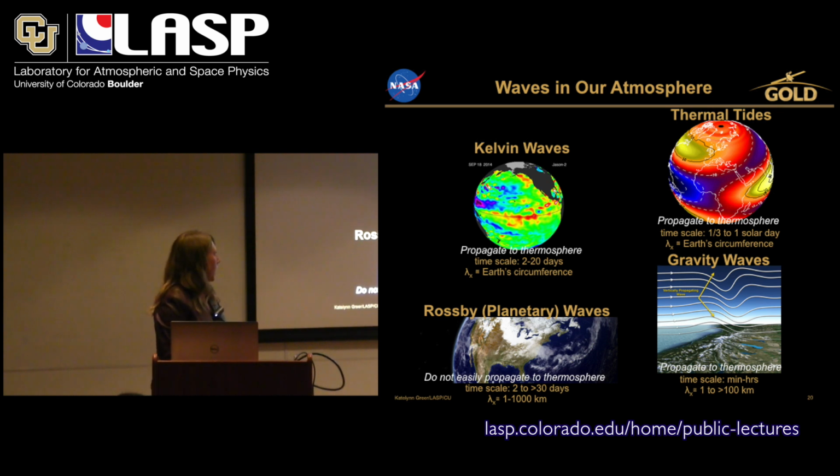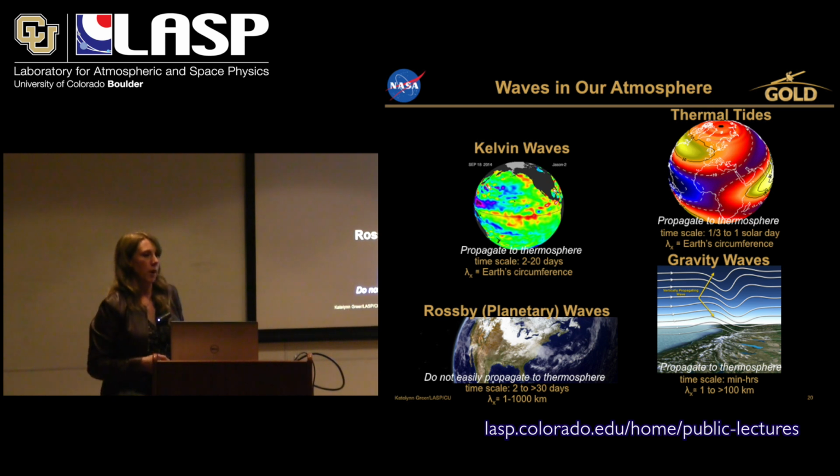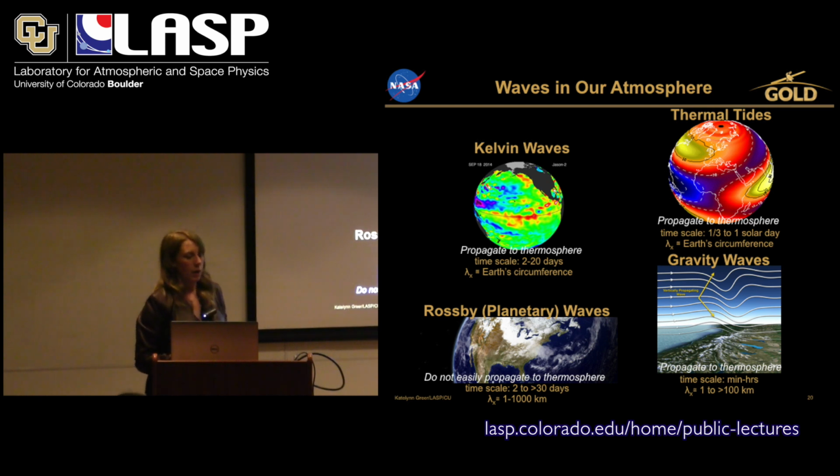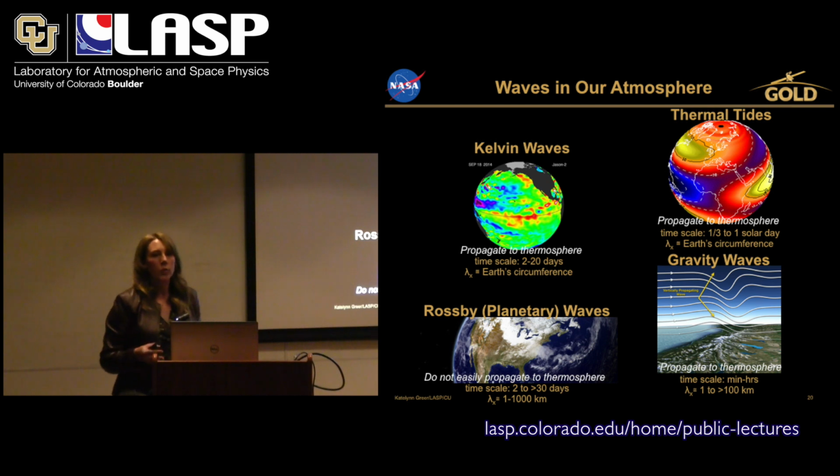Next we have thermal tides. These definitely do propagate into the thermosphere. These are one of the most prominent features of the thermosphere, and they have timescales that are fractions of a solar day. So you can have a third of a solar day, a half of a solar day, a whole solar day, that sort of thing. And their horizontal wavelengths are on the order of Earth's circumference.